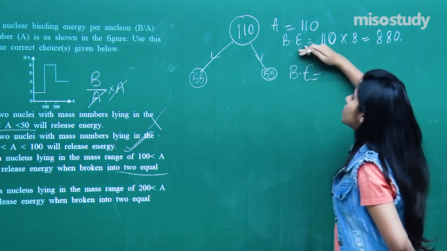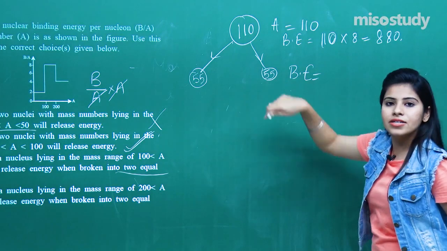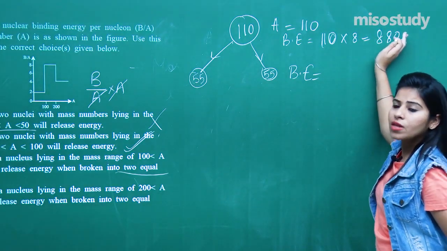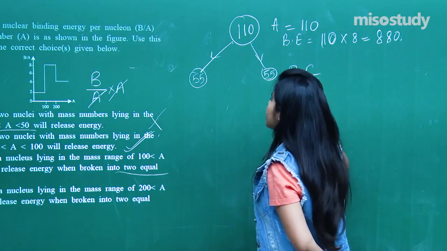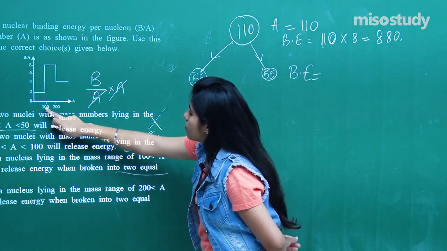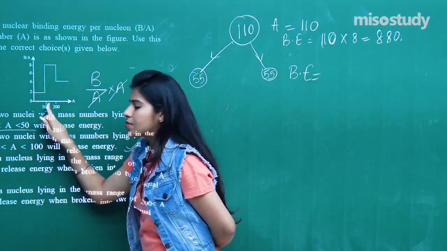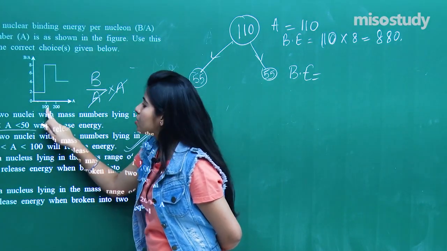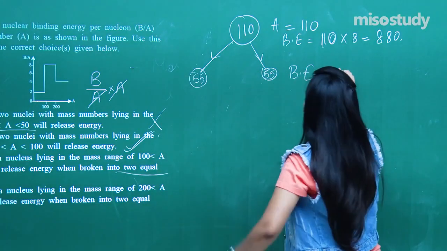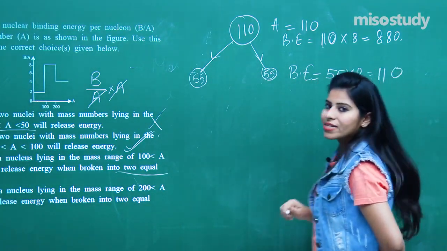Now you will see here, this must be positive because in this case energy is going to be released. So that means this is positive. Now the binding energy for 55: it lies in the range of 0 to 100, so you have to multiply it by 2. So your binding energy will be 55 multiplied by 2, that is 110.